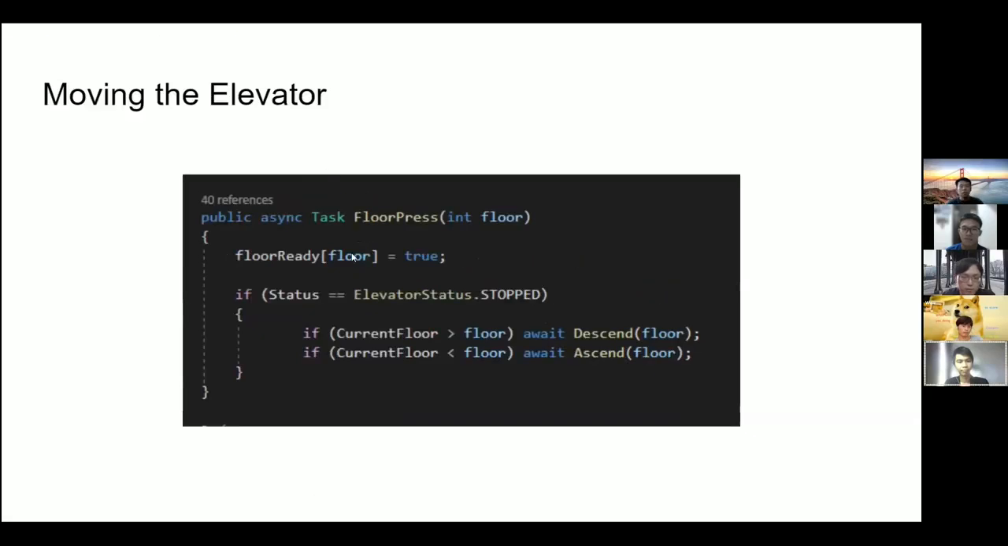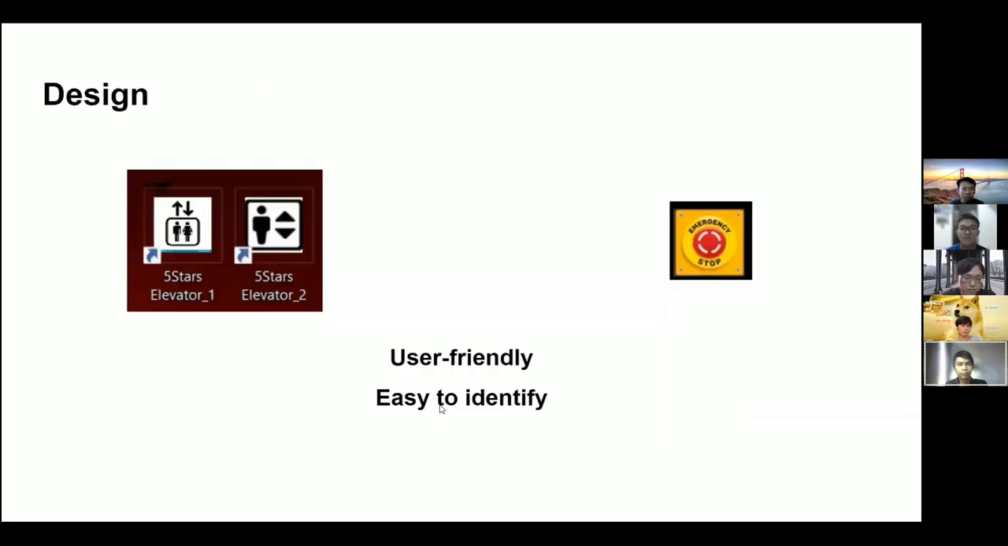And this is moving the elevator. We will just use this simple method to check if the elevator is stopped, and then we can perform the ascent or descent function. And then for the next one, this is the design for our icon and the emergency stop button. They are user friendly and easy to identify. So move on to the next presenter.